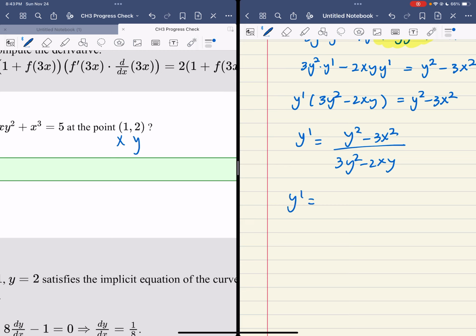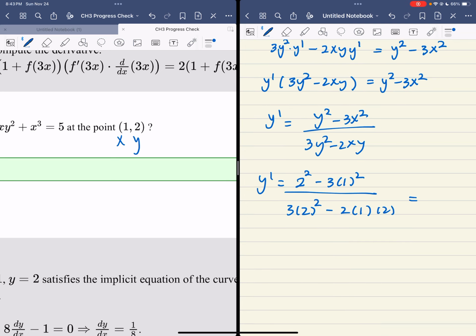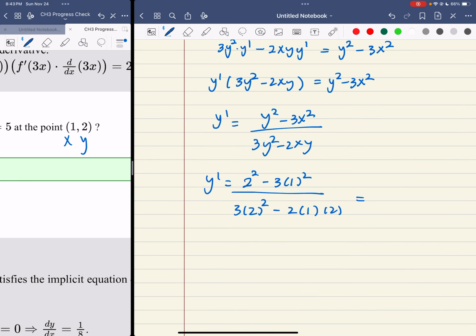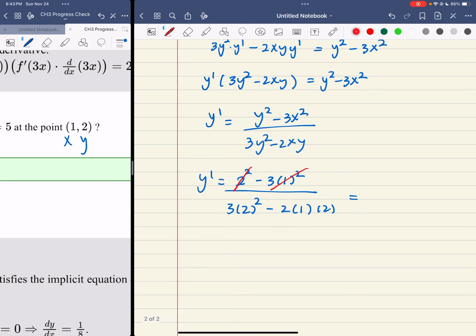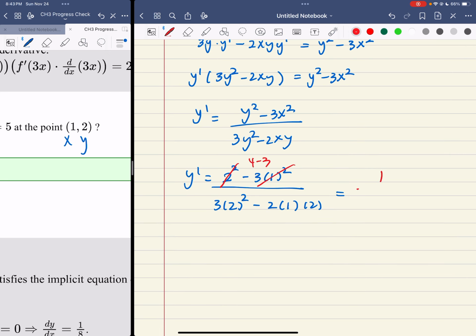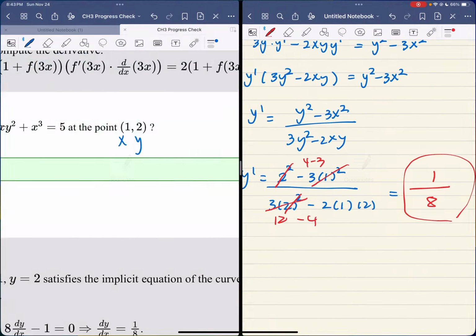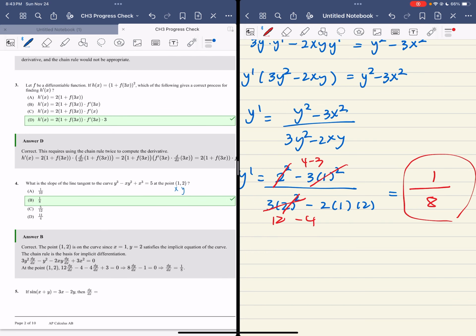So y prime is, instead of y, I'm going to put 2. So it's going to be 2 squared minus 3 times 1 squared, over 3 times 2 squared minus 2 times 1 times 2. It's going to be simple. Let's see. So it's going to be 4, and that's going to be 3. So it's going to be 4 minus 3, which is 1, over 4 times 3 is 12, 2 times 2 is 4, so 12 minus 4 is 8. So it's 1 over 8. And yep, I'm right. It's simple.